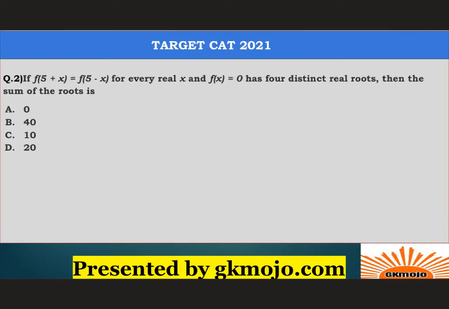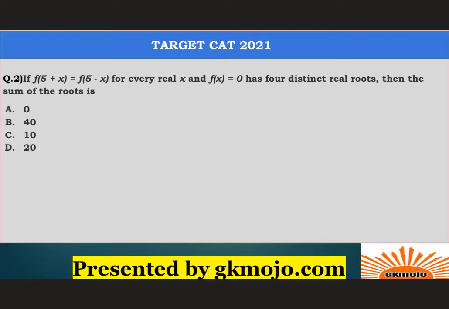Let's have a look at the next question. If f of 5 plus x is equal to f of 5 minus x for every real x, and f of x equals 0 has 4 distinct real roots, then the sum of the roots is. So over here you cannot go by the algebraic method; it would be very lengthy. Graphical method is always preferable.